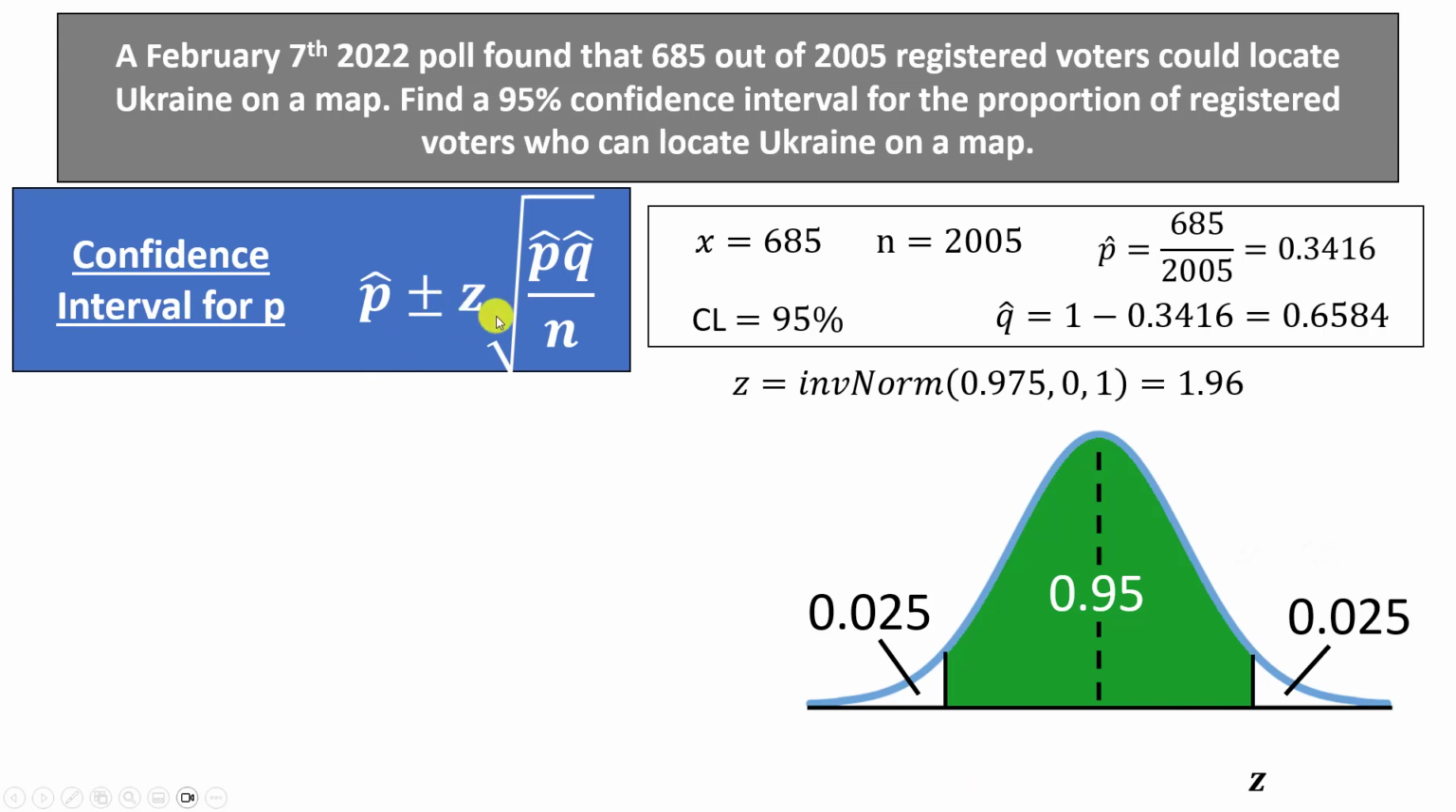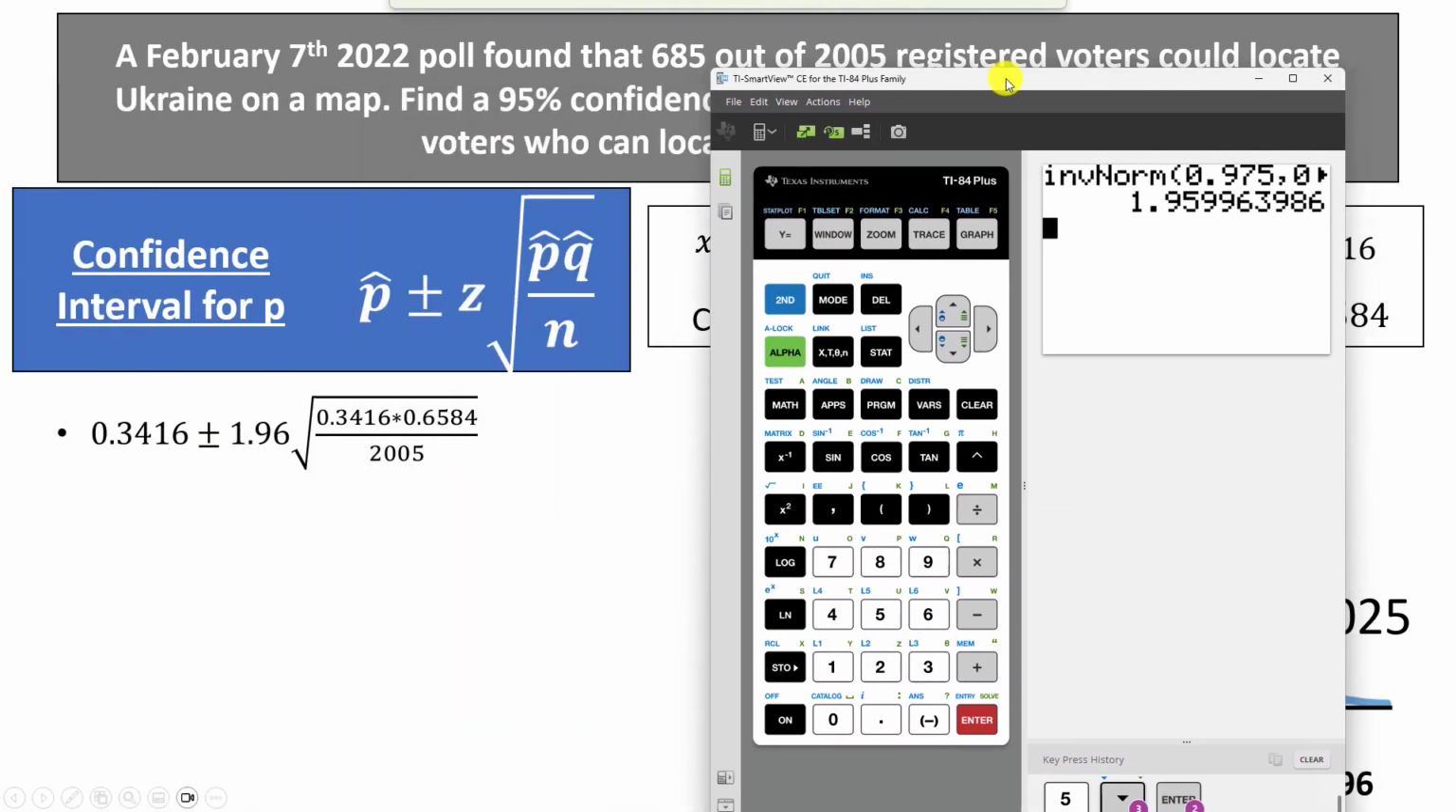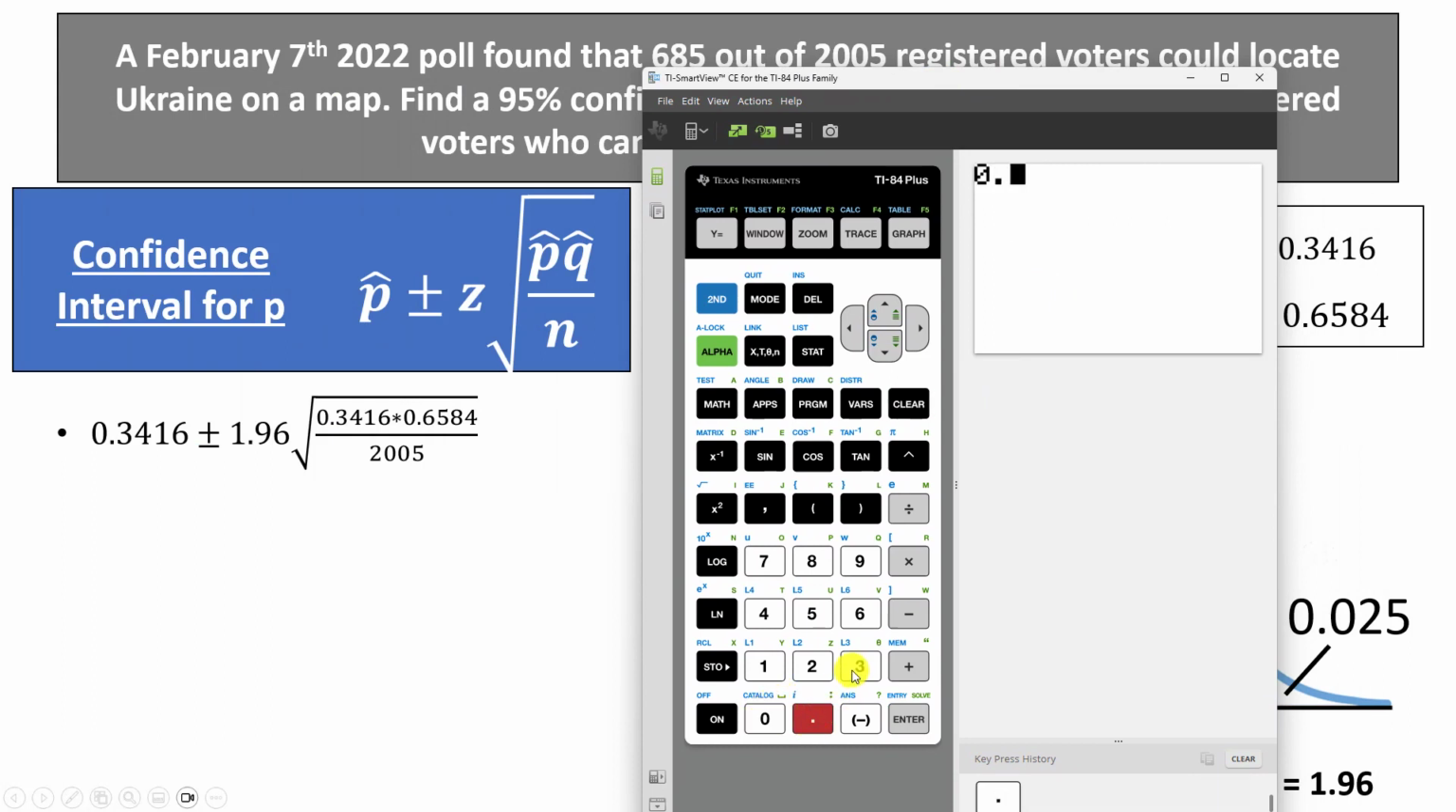Next, we can go ahead and plug all the numbers into the formula. We have p hat, which is 0.3416, plus or minus the z-score of 1.96, multiplied by the square root of p hat of 0.3416 times q hat of 0.6584, divided by the sample size of 2005. Let me show you how I would plug this into my calculator. We have 0.3416 plus 1.96 multiplied by the square root of 0.3416 times 0.6584 divided by 2005. Press enter and we will get the upper bound of 0.3624.